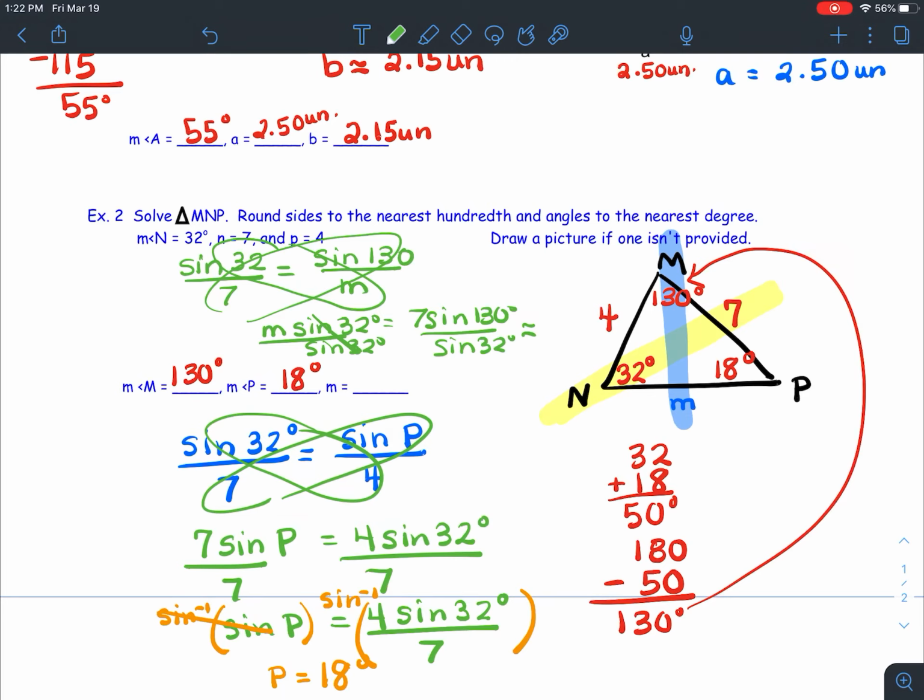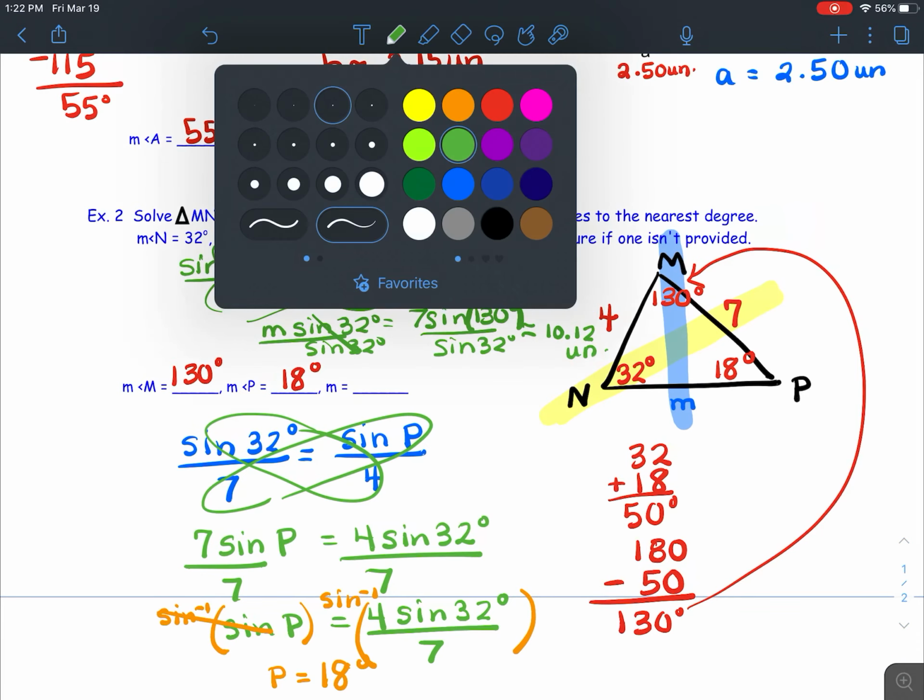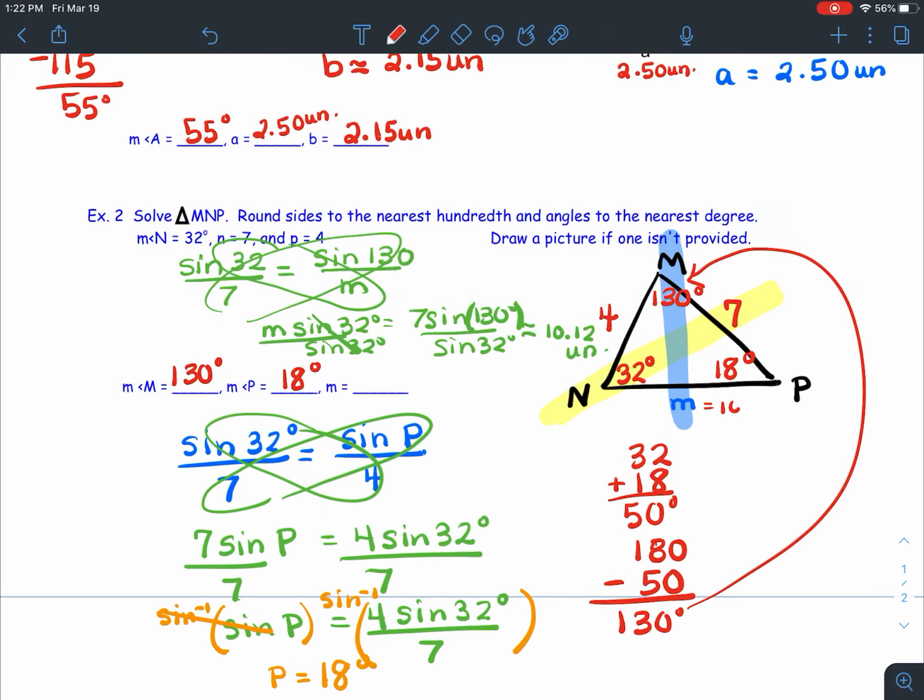We'll type this into the calculator. Be really careful when you're typing this in. It often feeds you a parenthesis after your trig function. Make sure you always close that parenthesis on the other side. This should give you side M to be roughly 10.12 units. So again, let's add it to the picture, 10.12 units, and place that on the blank there.